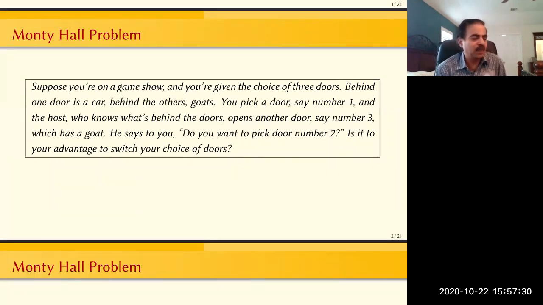So let's see what the problem is, right? You're in a game show, and it's a game show where you can win a car. And what you need to do is, there are 3 doors, and you need to pick the right door, right? So if the door you pick has a car behind it, then you win the car, okay?